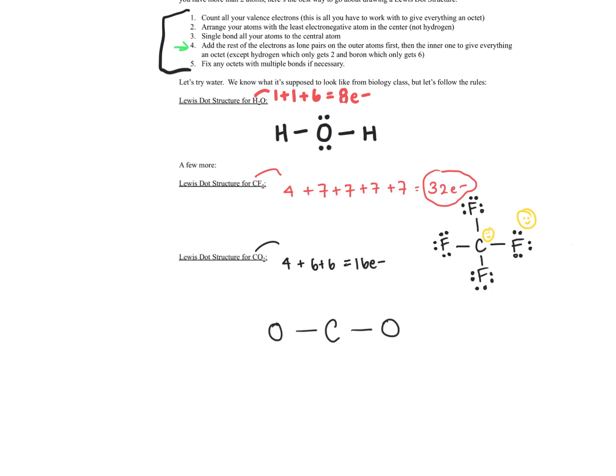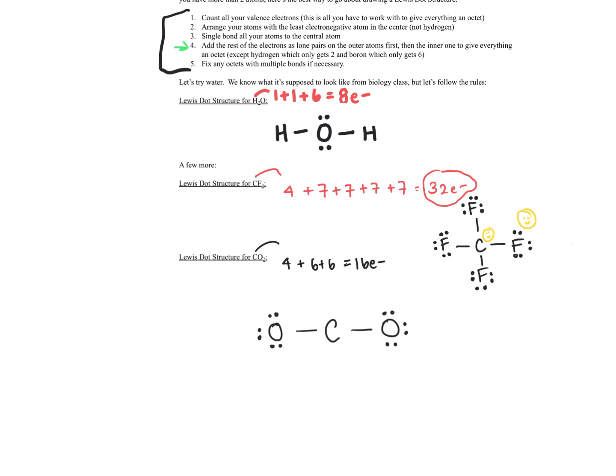Now we've used up 4 electrons. We have 12 left, so I'm going to add those 12. 1, 2, 3, 4, 5, 6, 7, 8, 9, 10, 11, 12. And the directions say to add those electrons as pairs and start with the outer atoms. So that's what I did. I started with oxygen. I haven't put any on carbon, and actually I don't have any left. Right now, this picture as it's drawn has 16 electrons drawn.